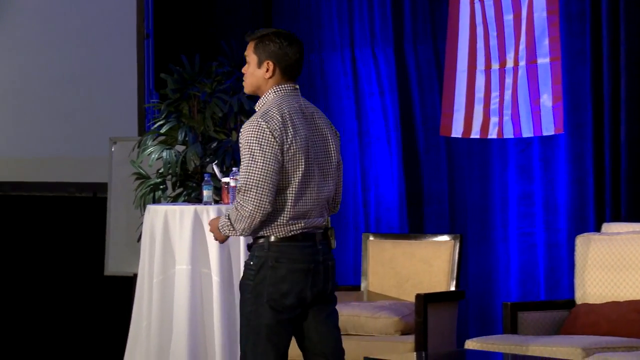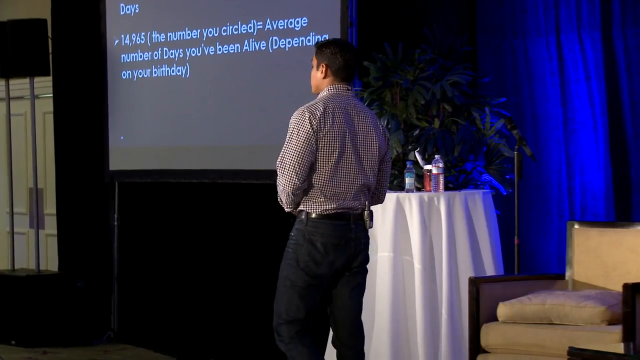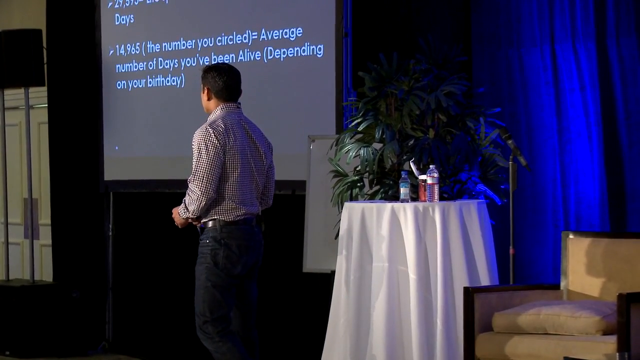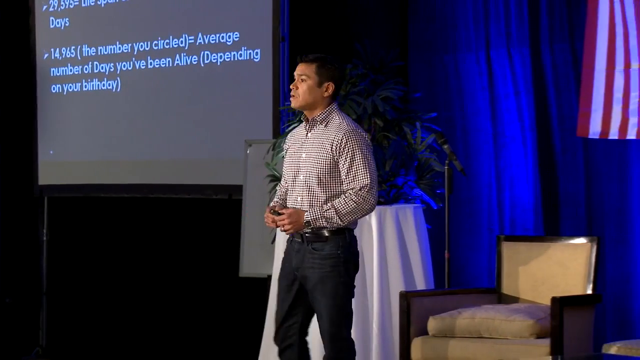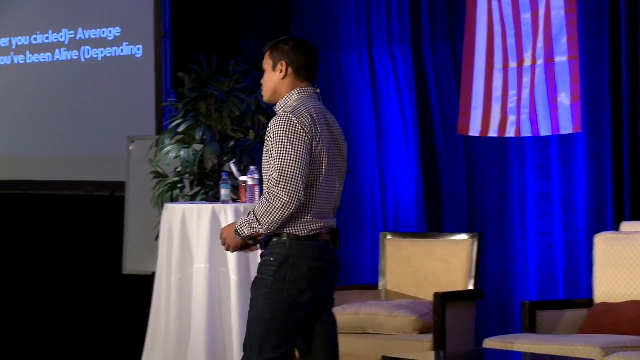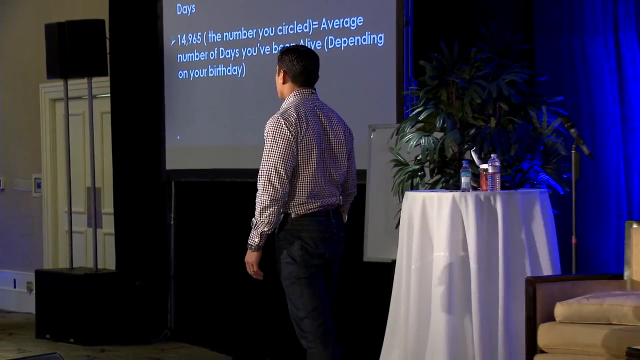29,565, lifespan of the average American in days. 14,965, the number is going to be different for all of you depending on your age, but it's the number that you circled. That's the average number of days that you've been alive. Depending on specifically when your birthday is, obviously, we're rounding down. If your birthday's after June, you can round up if you like, but I'm trying to get a round figure here, just something close.